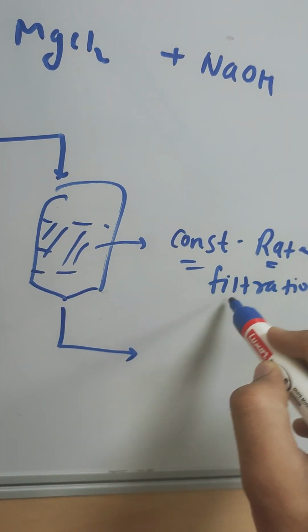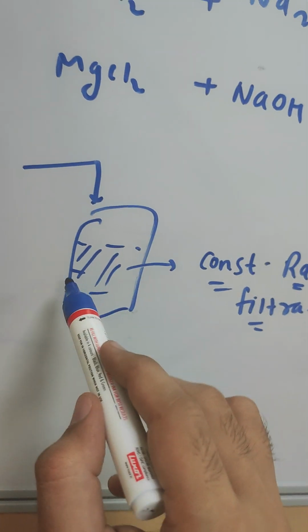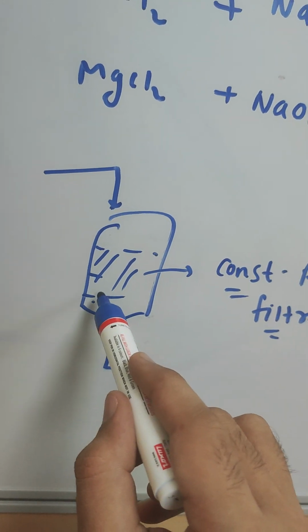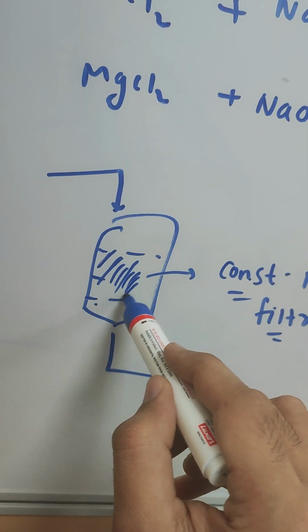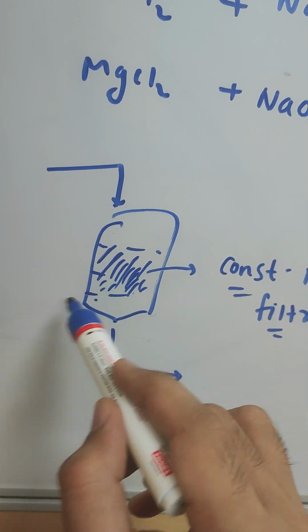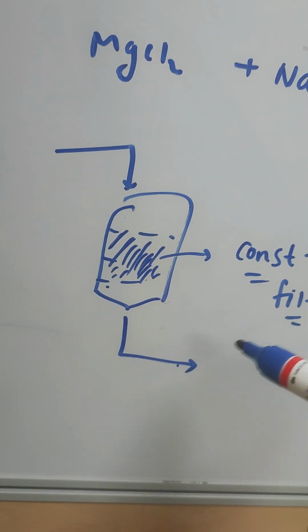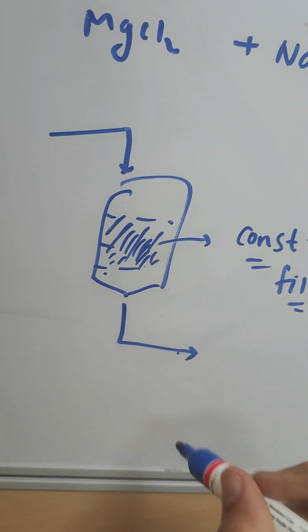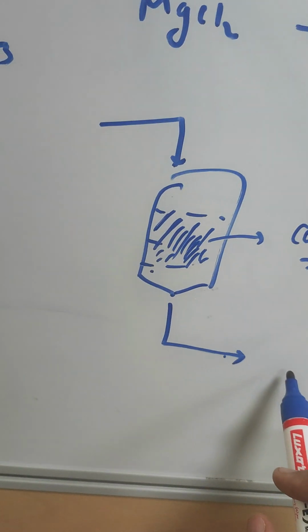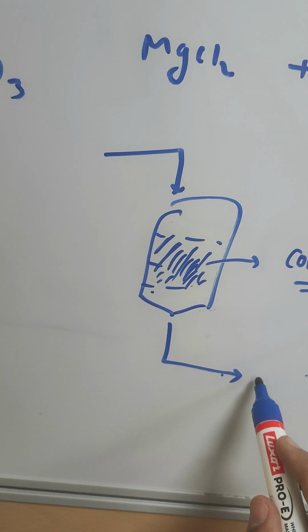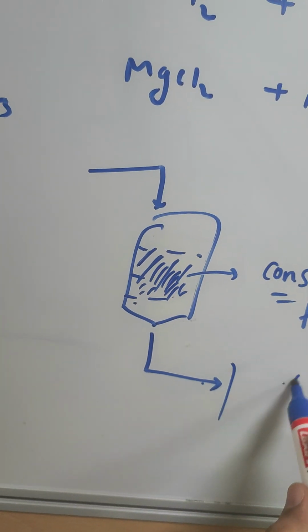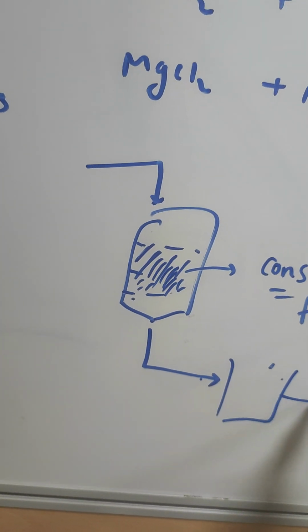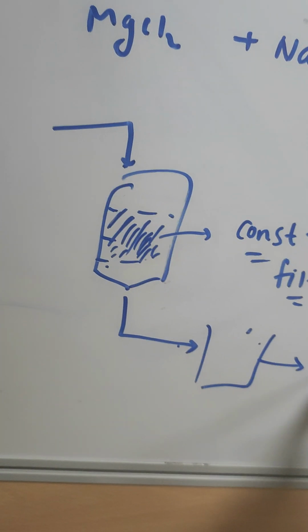From the bottom, the impurities get stuck in the coal. So the main purpose is to remove the suspended solids from the brine, and from here the brine goes to the tank, and from the tank we have the polish filter.